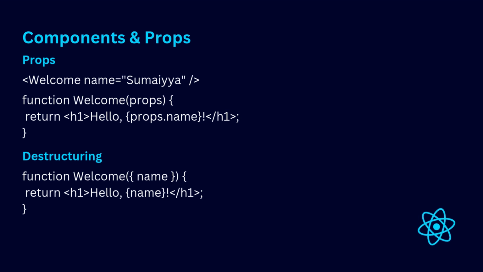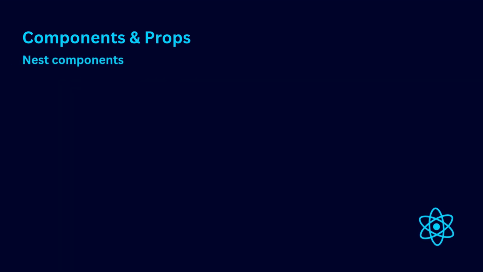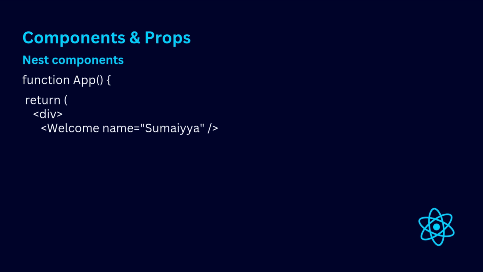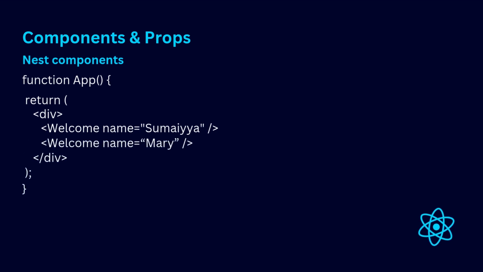Let's take this further. You can nest components inside each other to build more complex interfaces. For example, function App, return <div><Welcome name="Sumaya" /><Welcome name="Mary" /></div>. Here, the component renders multiple Welcome components, each with different props. This is how we build scalable UIs with React.